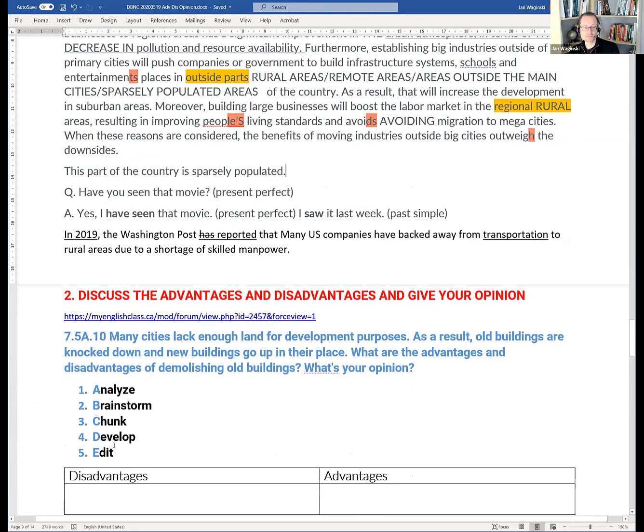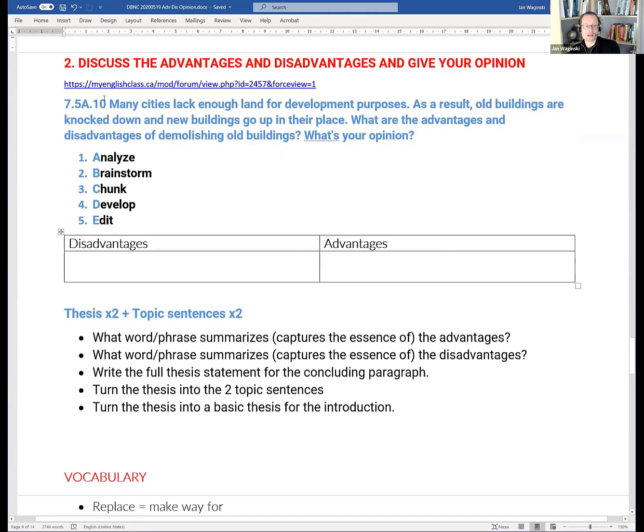The prompt is, many cities lack enough land for development purposes. As a result, old buildings are knocked down and new buildings go up in their place. What are the advantages and disadvantages of demolishing old buildings? What's your opinion?